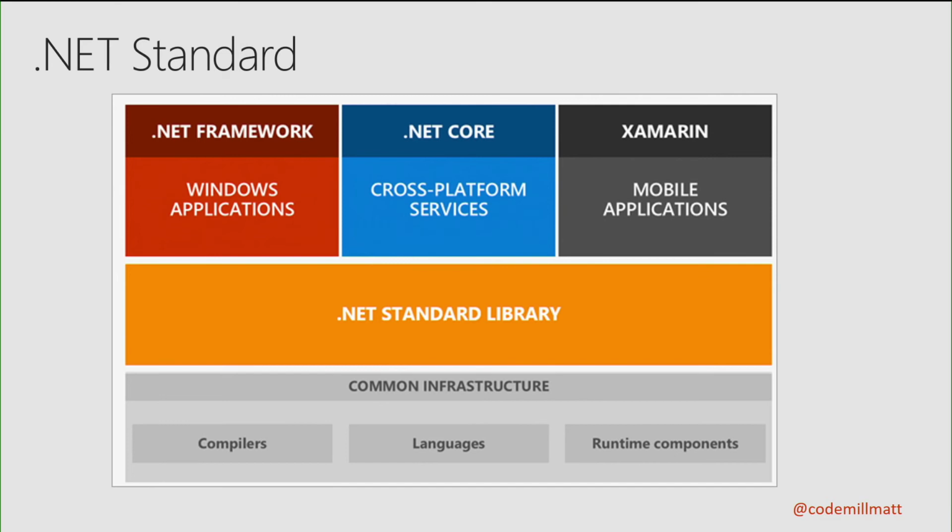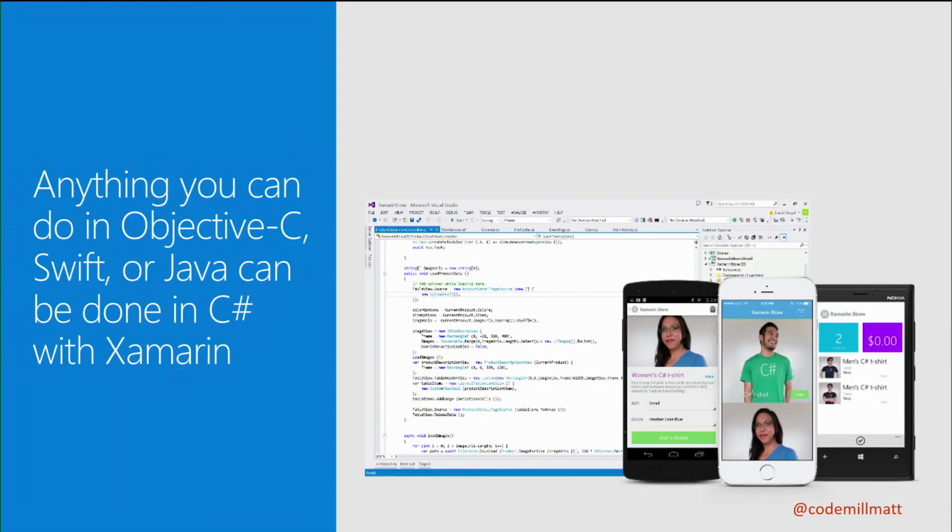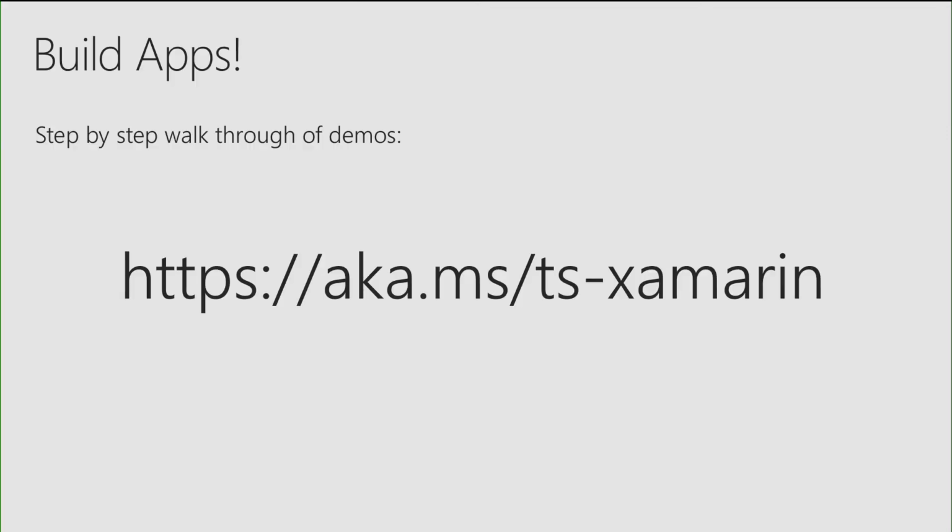Xamarin is part of the .NET Standard ecosystem, meaning it adheres to the .NET Standard library. Same thing as the .NET Framework and .NET Core. So it is part of the future of .NET. Anything you can do in Objective-C, Swift, or Java can be done in C# and Xamarin.